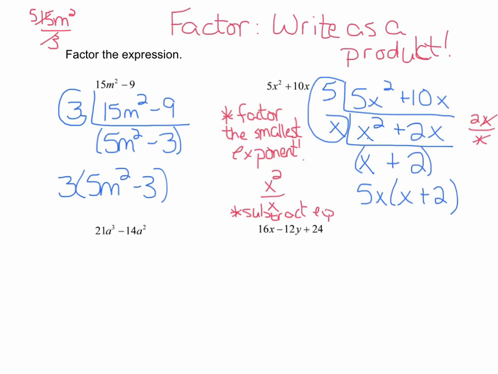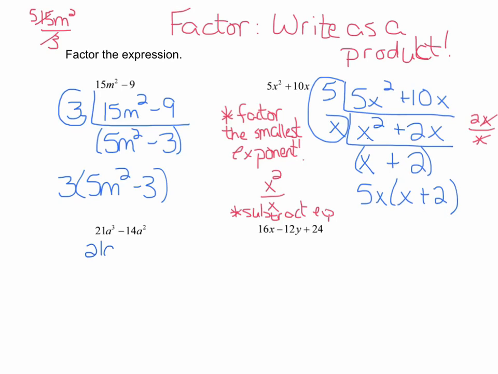What would happen if we remultiplied? 5x times x is 5x squared. 5x times 2 is 10x. You can recheck them all, okay? All right, now let's work through this one. I'll try to do this one a little quicker. I'm going to let you do some in a few minutes.